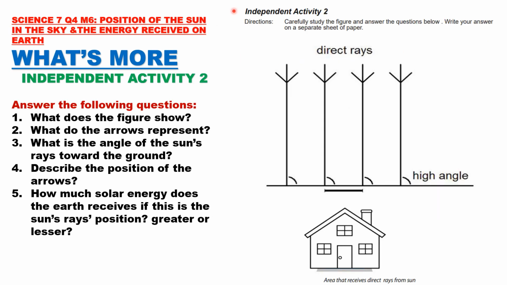Independent Activity 2. Carefully study the figure and answer the questions below. Question 1. What does the figure show? 2. What do the arrows represent? 3. What is the angle of the sun's rays toward the ground? 4. Describe the position of the arrows. And 5. How much solar energy does the Earth receive if this is the sun's rays position, greater or lesser?